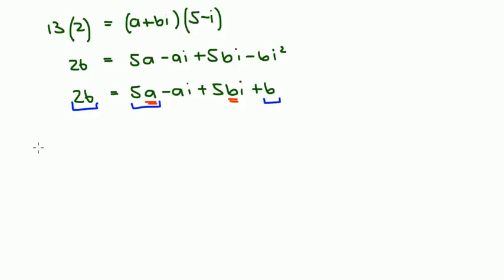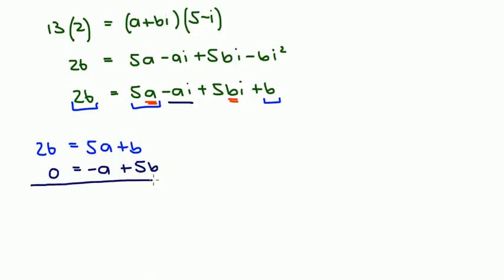So I build a new equation. 26 is equal to 5a plus b. And then we do the same with the imaginary part. So on the left we don't have any imaginary, so I'll just leave that as 0. 0 is equal to minus ai, or minus a, because I'm just taking the numbers going with the imaginary parts, plus 5b. Now I have two equations. I'm looking for two variables, so I solve them simultaneously.